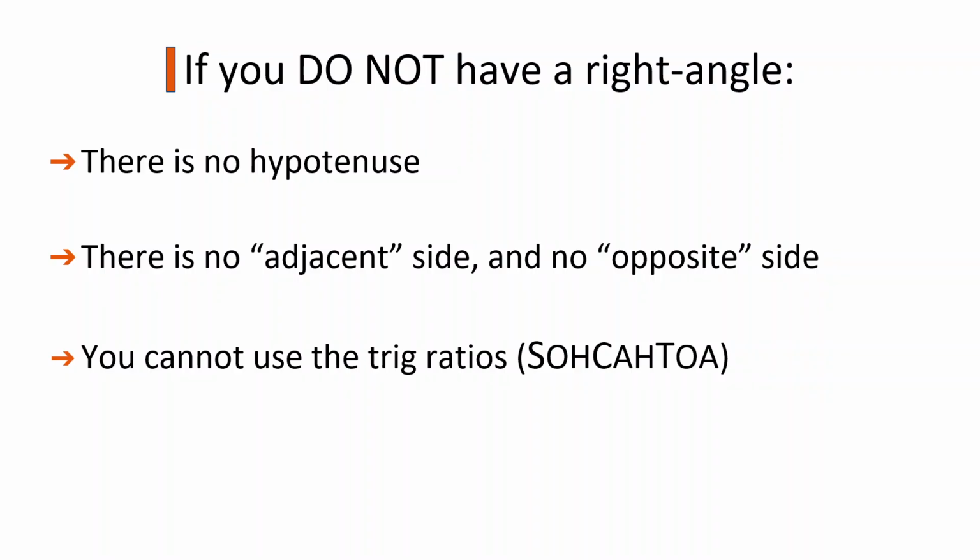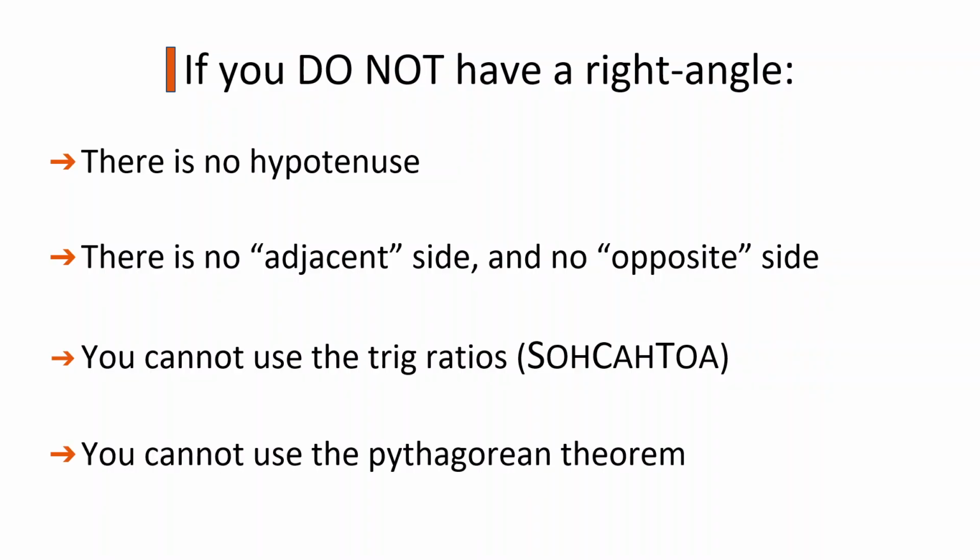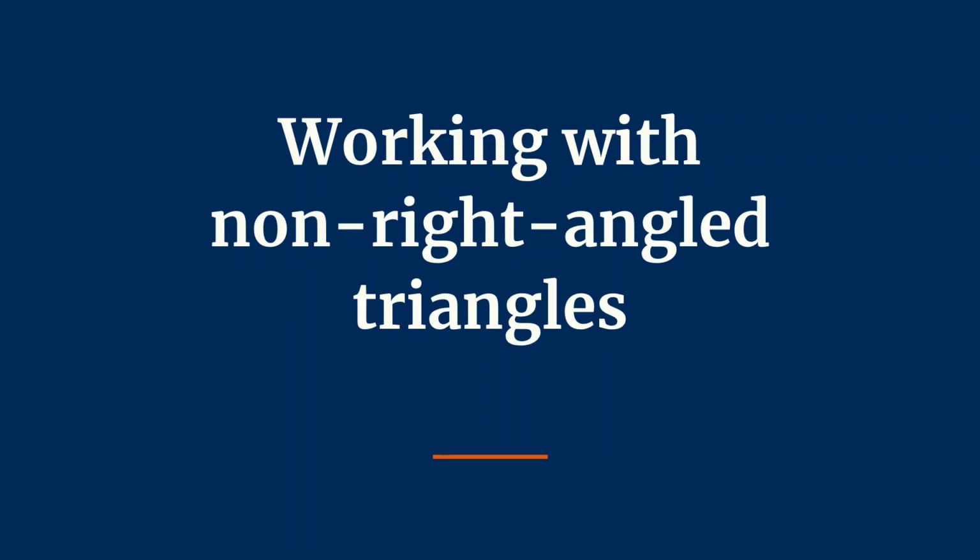Not only that, but we also can't use the Pythagorean theorem, c squared equals a squared plus b squared, because that also requires me to have a hypotenuse. So all of those things are out the window if we don't have a right angle. So that's what learning about sine law and cosine law allows us to do. It allows us to work with those triangles that are not right angled.